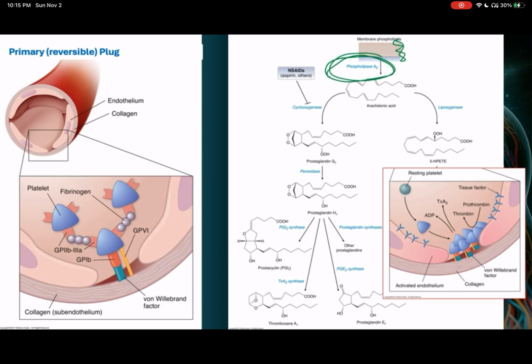Okay. Phospholipase A2 cleaves membrane phospholipids and liberates arachidonic acid, very important molecule to remember because it is a precursor of whole range of what we call prostaglandins. And you might, whoever took biochemistry with me, you might remember we talked about it.